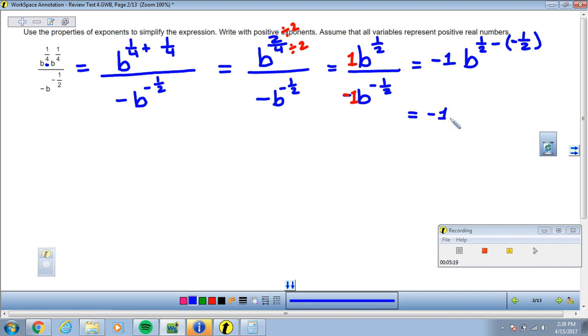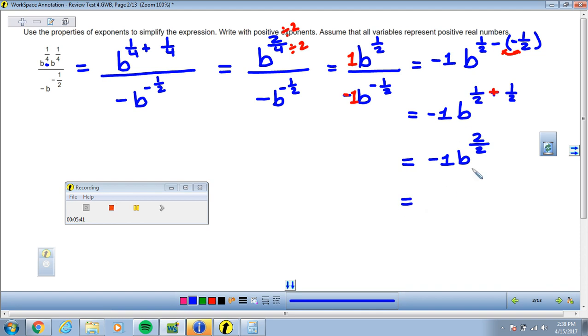So you have negative 1b raised to the 1/2 plus 1/2. Why? Because you're supposed to multiply these two negatives. Negative times a negative gives you a positive. And this is going to be negative 1b raised to the 2/2, right? 1/2 plus 1/2 is 2/2.